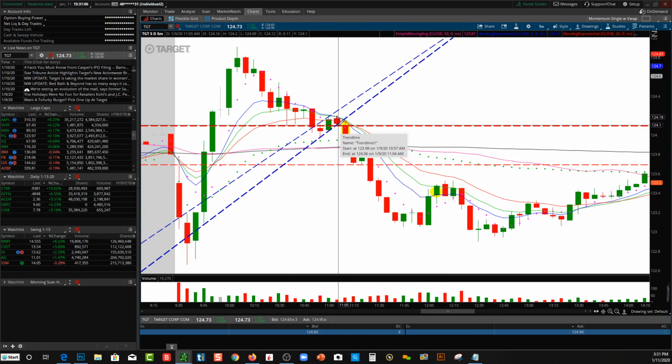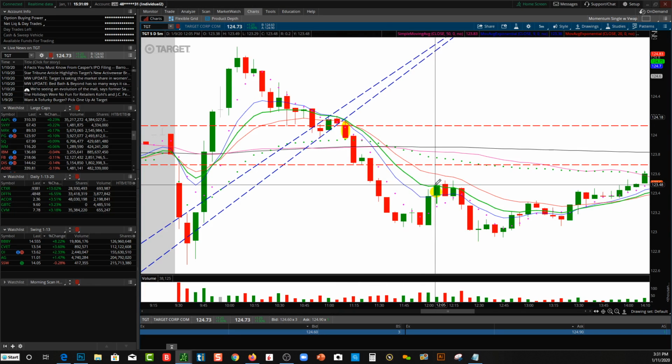So right here, you'd short that at 124, and you'd be out right here, let's say around 123.48. So that's almost a 50-cent move, right? And look, it gives you time to short on the way down. I'm showing you some higher cap stocks. This works on any type of stock, obviously, lower cap stocks, low float stocks.